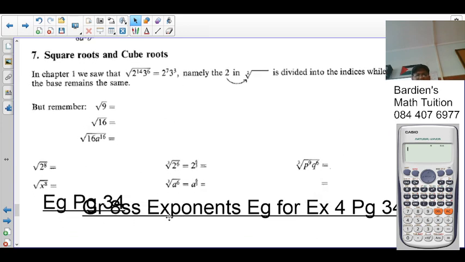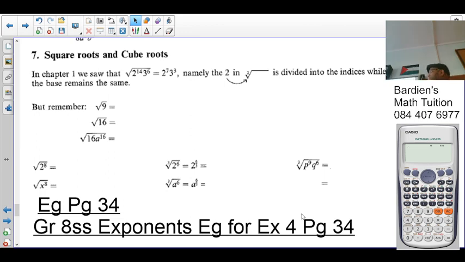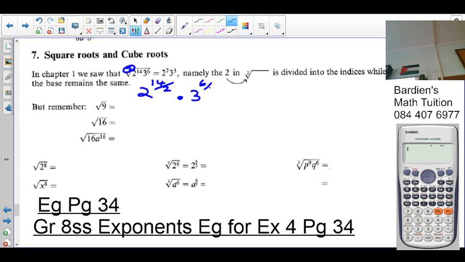So in chapter 1, we saw that the square root of 2 to the exponent 14 times 3 to the exponent 6 can be written as 2 to the 7 times 3 cubed. So what did we do to get that answer? We said 2 to the 14 divided by whatever root it is. In this case it's square, so there's a 2 there, invisible 2, times 3, there's a 6 over 2. So that's going to be 2 to the 7 times 3 to the 3. Okay, we did that in chapter 1, no?